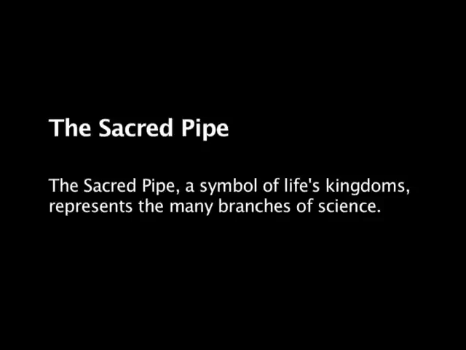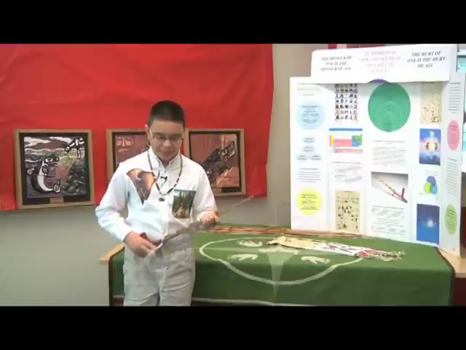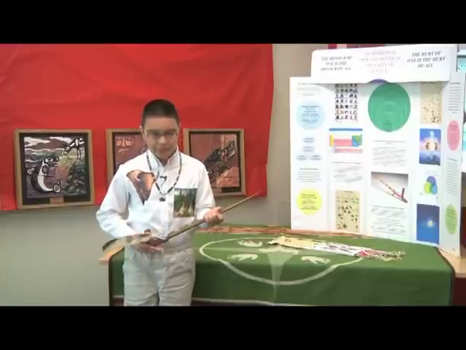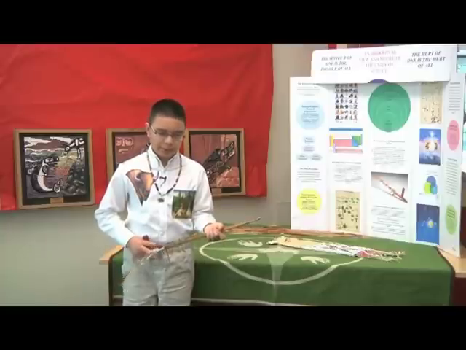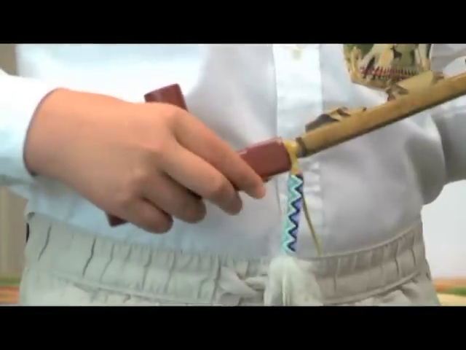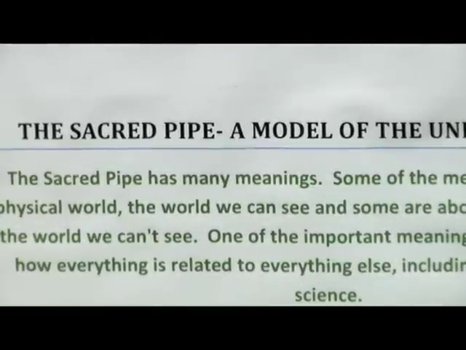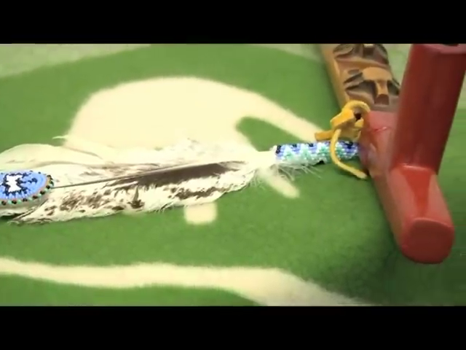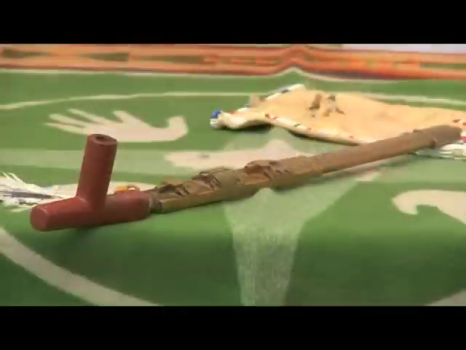A sacred pipe, a model beauty of science. A sacred pipe has many meanings. Some meanings are about the physical world, and some meanings are about the spiritual world. One of the important meanings of a sacred pipe is how everything is related to everything else, including all the branches of science. The stone bowl represents the mineral kingdom.